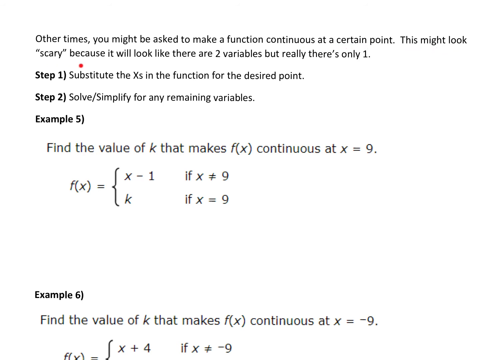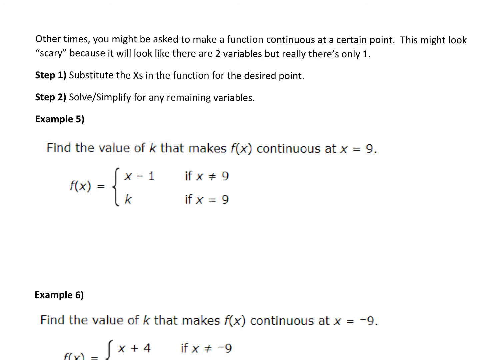This might look scary because it will look like there are two variables, but really there's only one. This is a two-step process, folks. First, we're going to substitute the x's into the function for the desired point, and then we're going to solve and simplify for any remaining variables. So, example 5. Find the value of k that makes f of x continuous at x equals 9.